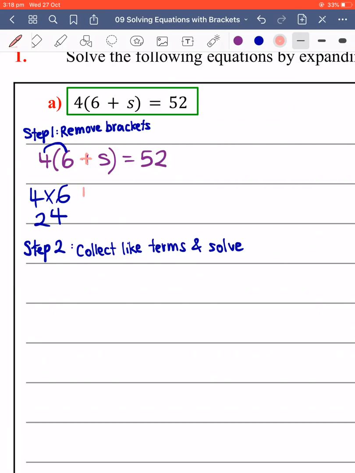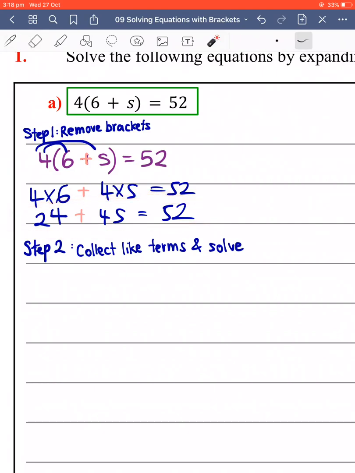And then the next part, just to make my life a bit easier: if it's a plus, I put a plus there. If it's a minus, I put a minus. And then I also have 4 multiplied by s, which gives me 4s, which equals 52. So I've gotten rid of the brackets. Now I need to collect like terms.